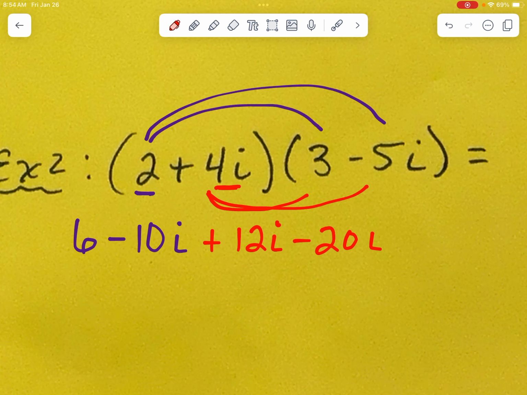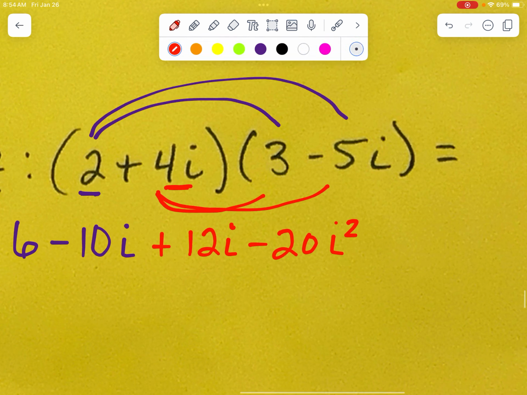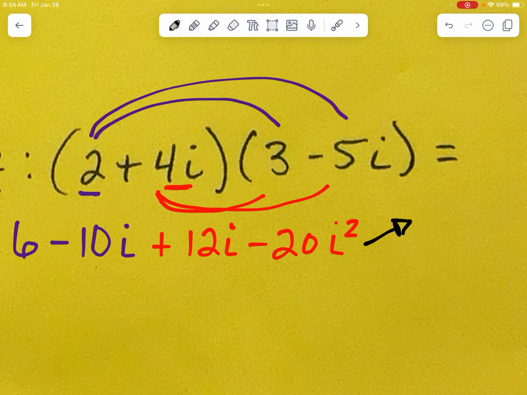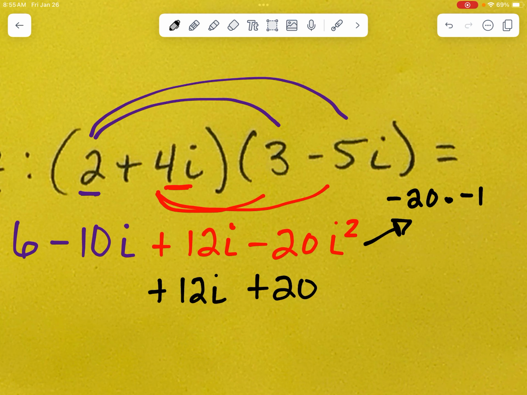i times i is i squared. And we said that if you get i squared, we have to substitute -1, so we could do that off to the side here. -20 times -1. We're substituting i squared for -1. All that's going to do is turn this to positive 20. So we'll rewrite what we have.